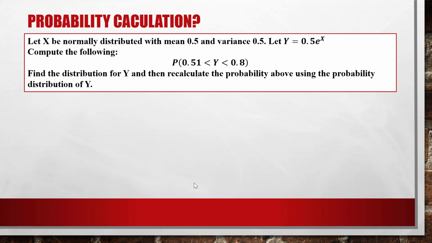So let's consider this example. Let x be normally distributed with mean 0.5 and variance 0.5. Let y be equal to 0.5 e to the x. Compute the following: the probability that 0.51 is less than y, less than 0.8. Find a distribution for y and then recalculate the probability using the probability distribution of y.